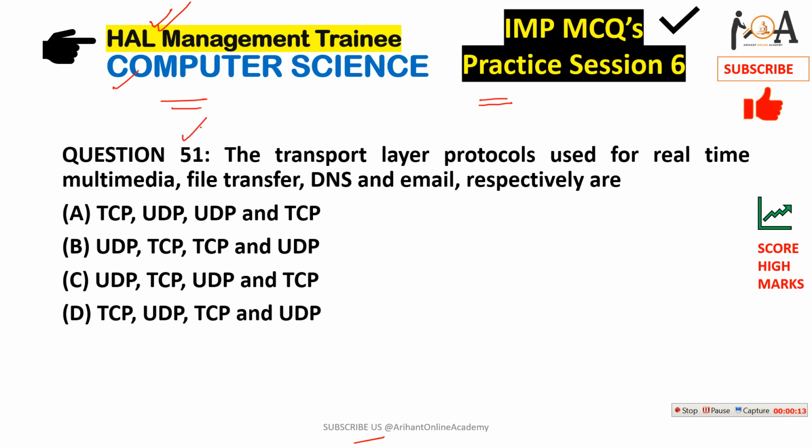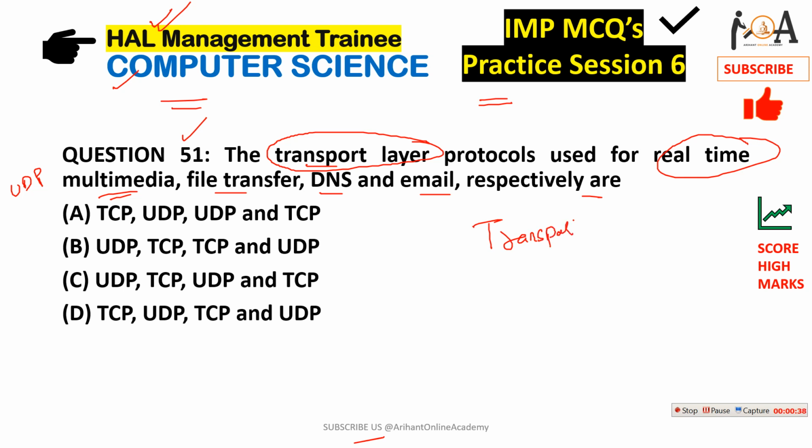So guys, question number 51: the transport layer protocols used for real-time multimedia, file transfer, DNS and email, respectively, are? For real-time multimedia, we use User Datagram Protocol, right? Basically, in the question we are asked about transport layer protocols. Transport layer protocols have two types: one is TCP and another is UDP. TCP stands for Transmission Control Protocol and UDP for User Datagram Protocol.